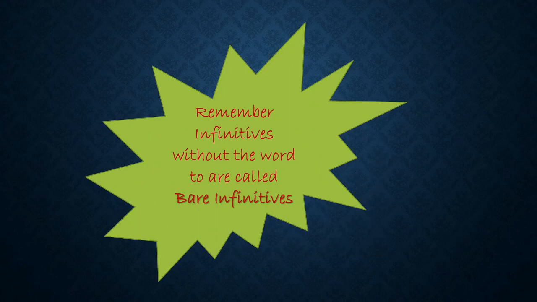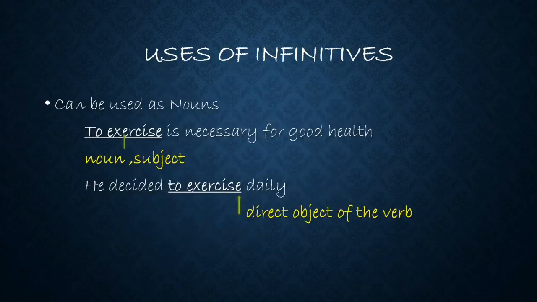There are also some infinitives without the word to. They are called bare infinitives. If we come to the uses of infinitives, they can be used both as nouns as well as the object of the verb. When they function as a noun, they become the subject of a sentence. For example, to exercise is necessary for good health. Similarly, they become the object of the verb. He decided to exercise daily. He decided what? To exercise. So here they become the object.